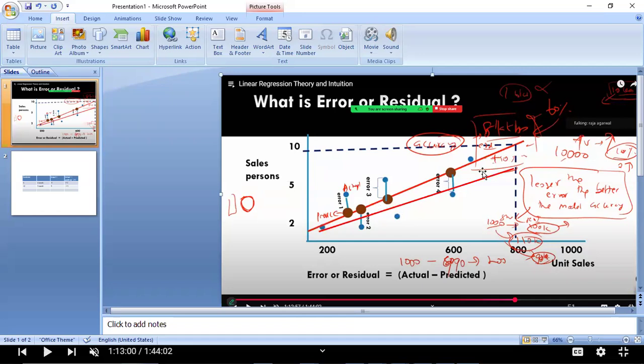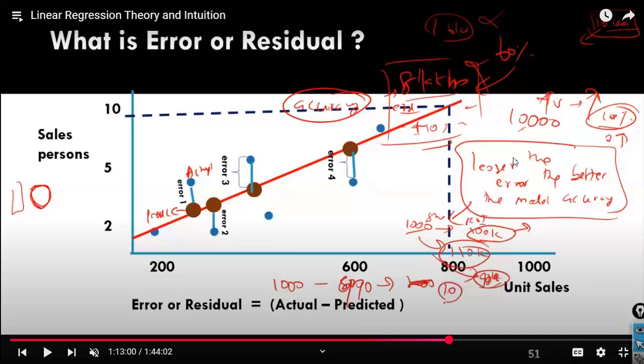If you square the error for this line, the sum of squared error you get is 124. And for the other line, the sum of squared error is 144. Which one is lesser? 124 is less. The line which gives lesser error is called your best fit line. We can say it that way also.